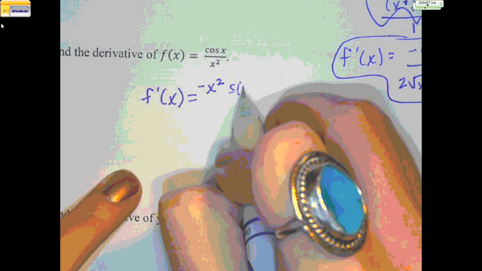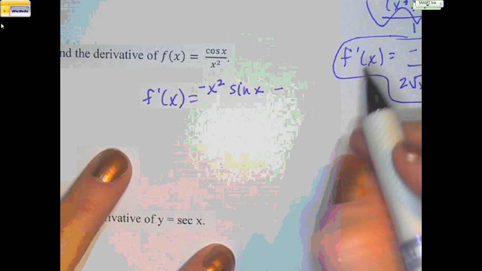Negative sine of x. Minus Taco Bueno. Or Taco... Oh my goodness. How many of you are Bueno fans? Bell? Some of you guys don't care. Shame on you. It matters. Food matters.